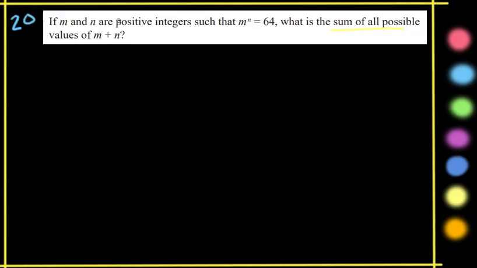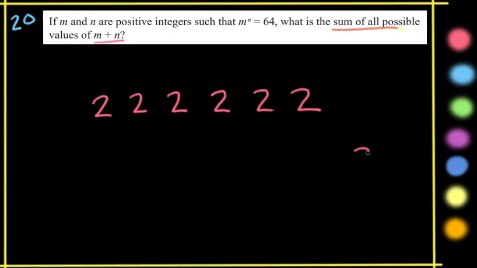This one says m and n are positive integers such that m to the n is 64, and they want to know what is the sum of all possible values of m plus n. So I'm going to write down the prime factorization of 64, and it's just 6 2's, right? 6 2's like this. So if I consider them separately, that's just going to be 2 to the 6th, which is one way to get it to fit into this m to the n.